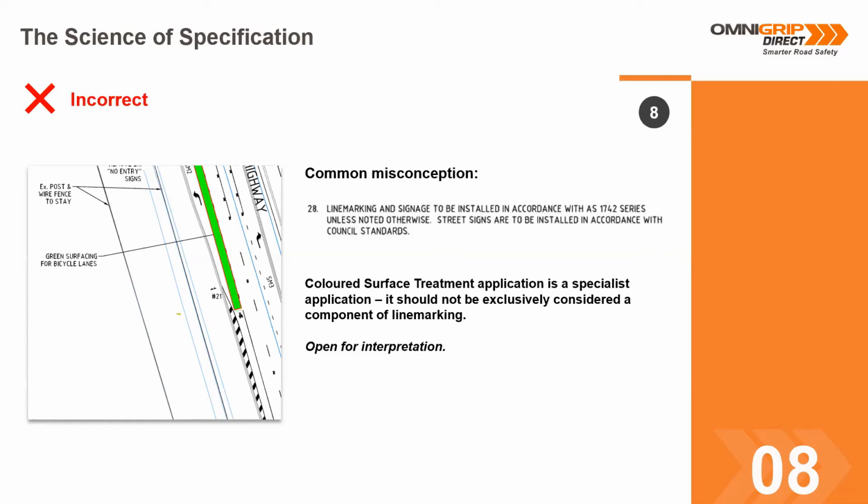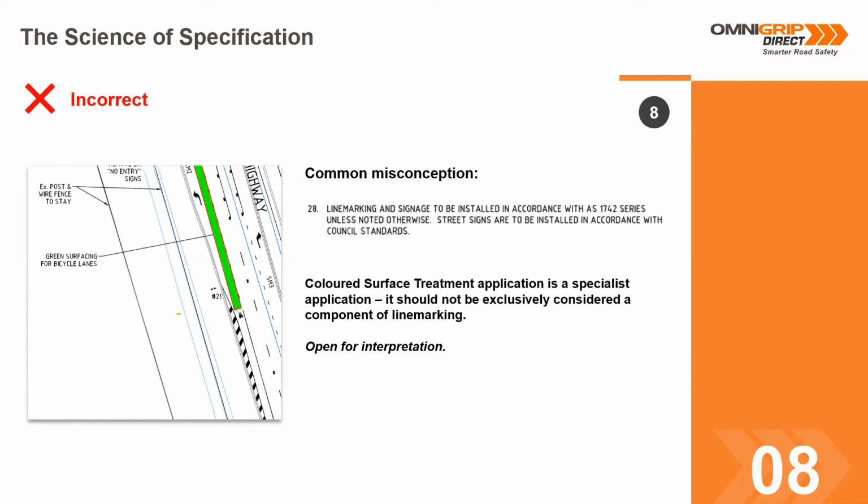Now, all this could have been avoided if the specification was in detail, and if the specification technical properties were actually written out on the actual drawing, or even in the external finisher schedule. Now, what's symbolic about the spec on the screen is, yes, it says green surfacing for bicycle lanes, but green surfacing could mean any green surface.